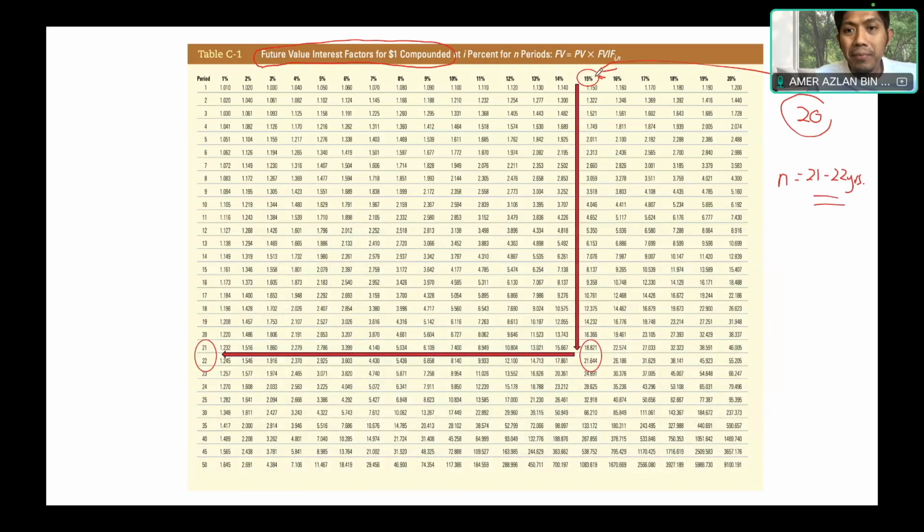How do we do it? From referring to the table. At a 15% interest rate, you go down and look for the figure of 20, which falls somewhere here, and you refer to the period. It falls between 21 to 22 periods. So that is the answer.